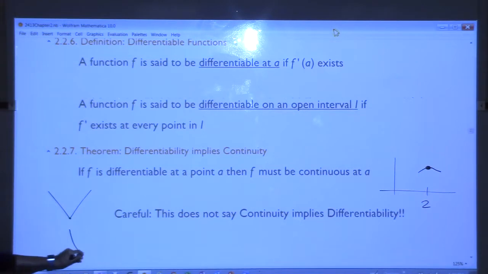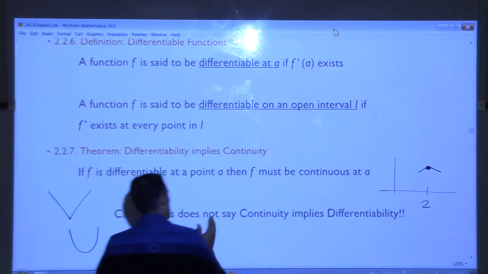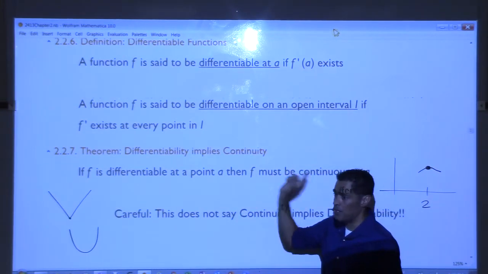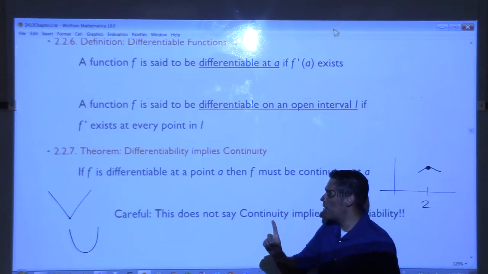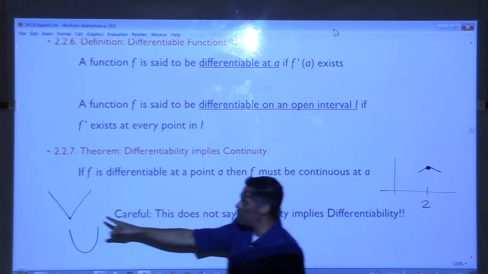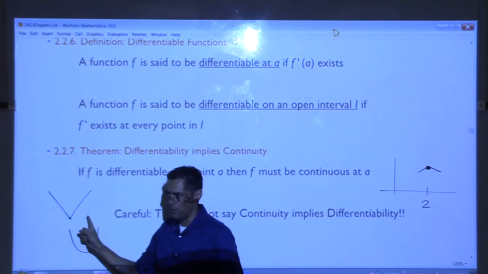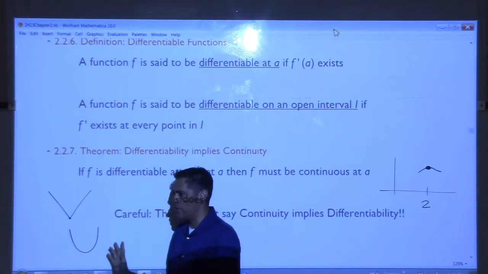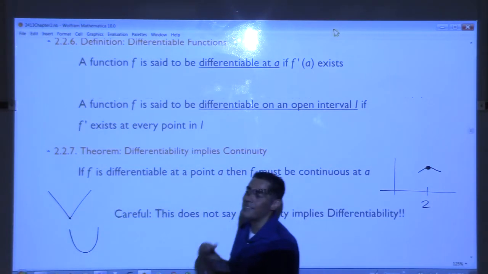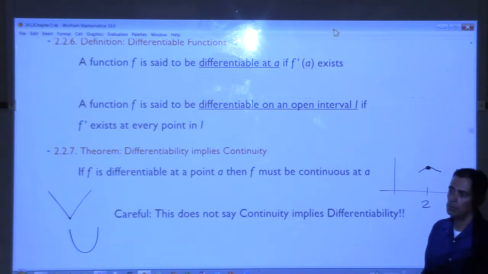A parabola is continuous, right? But it's also differentiable everywhere. What I'm saying here is that if you're differentiable everywhere, you have to be continuous. But be careful though: just because you're continuous doesn't mean you have to be differentiable. Here's an example of a continuous function that's not differentiable. Now this is a continuous function that's differentiable. But just because you're continuous doesn't mean you have to be differentiable.